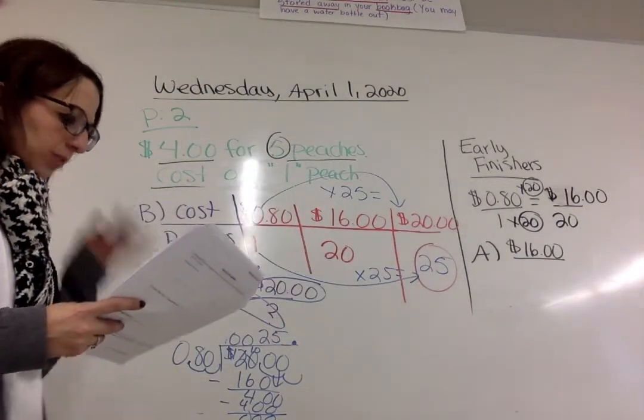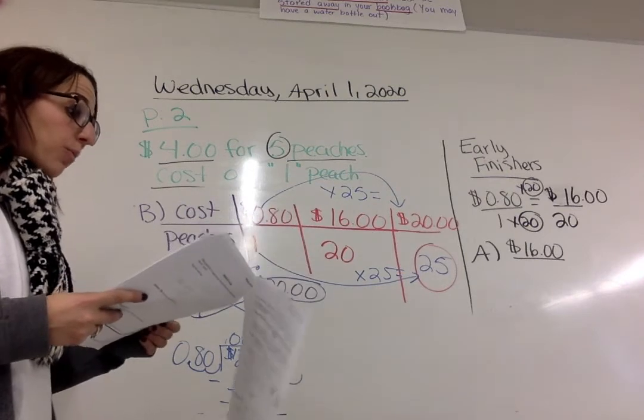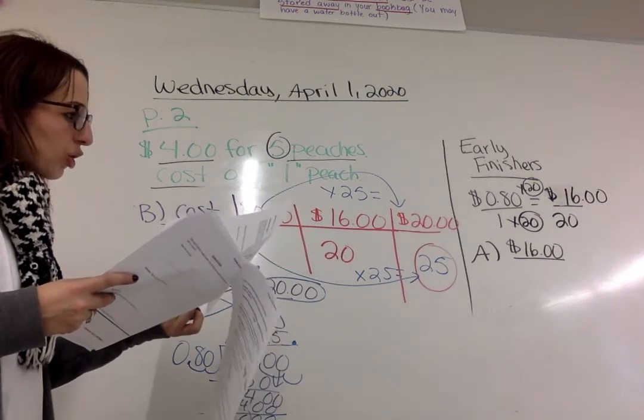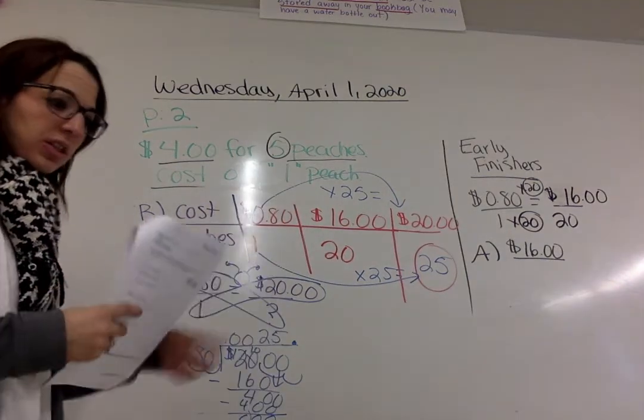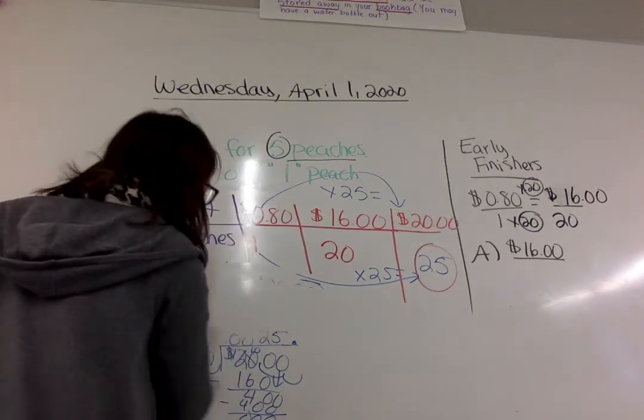Next question. We're now going to look at how we use per part to whole again. So I'm going to model a few problems. I want to start on page 6 because then you can fill in the gaps afterwards. So now we're going to go to page 6.